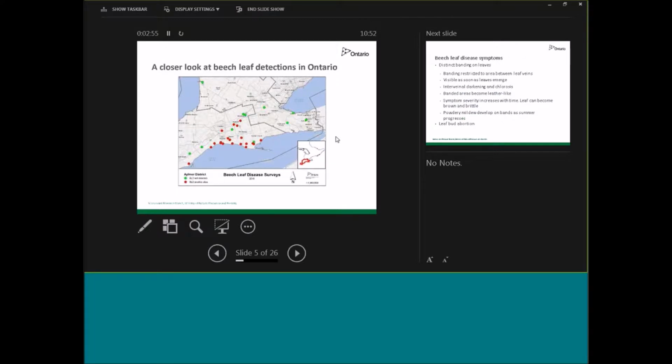I want to look a little closer at these detections. Although it is a 5-county area, you can see from the red dots that we're finding these detections in a fairly confined area. There are some locations where we've looked for beech leaf disease and we've not detected it, although I would always caution that when things are at a low level of infestation, it's hard to detect it. So you'll see what happens with those sites.